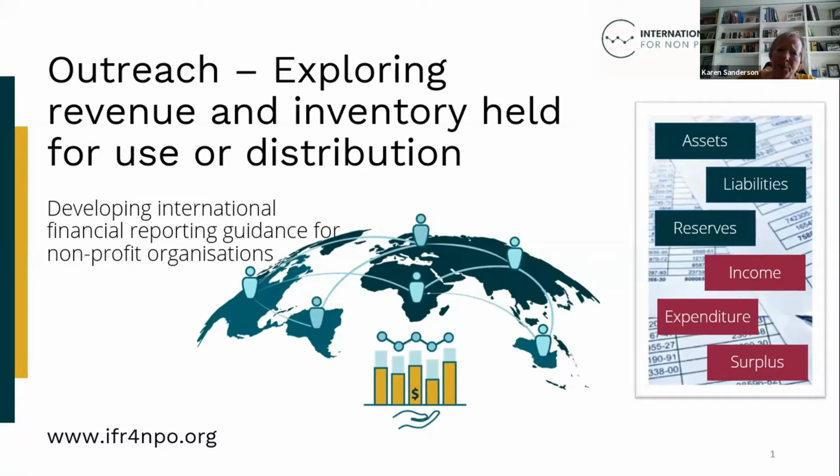So this is part of a series of outreach events for the International Financial Reporting for Non-Profit Organisations consultation paper. Today's webinar is about non-exchange revenue and inventory held for distribution. These are issues papers 3 and 6 in part 2 of the consultation paper. And the objective of today's seminar is to familiarise you with the content of these papers and hopefully give you confidence to respond to the consultation paper.